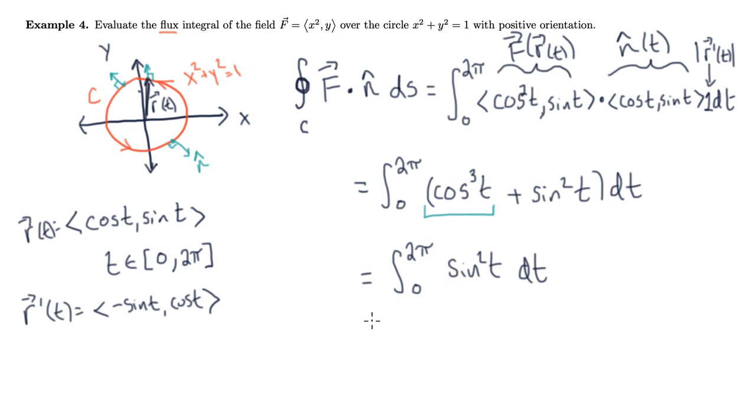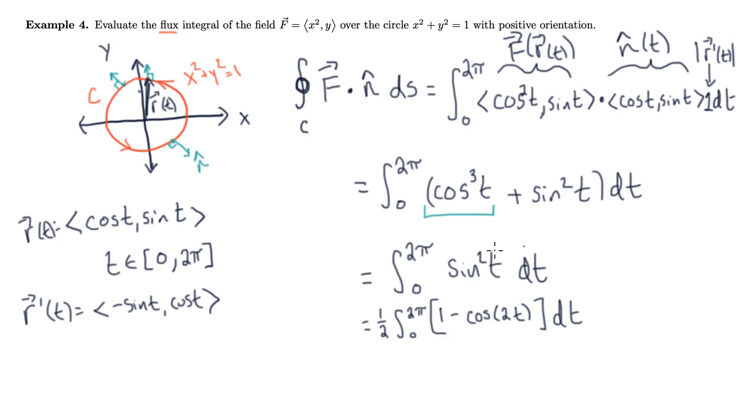So now, how do we integrate sine squared? Well, this is a trig identity kind of problem. So what we'll do is we'll write this as, we have a factor of 1/2, and we get 1 minus cosine 2t. And that's just coming from this identity, sine squared t is equal to 1/2 times 1 minus cosine 2t.